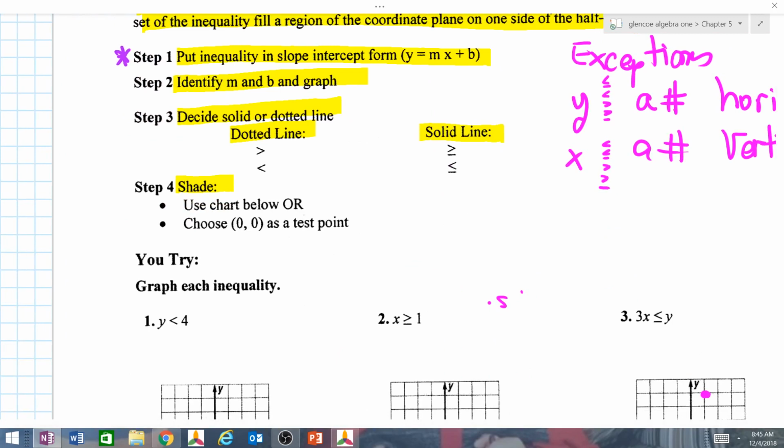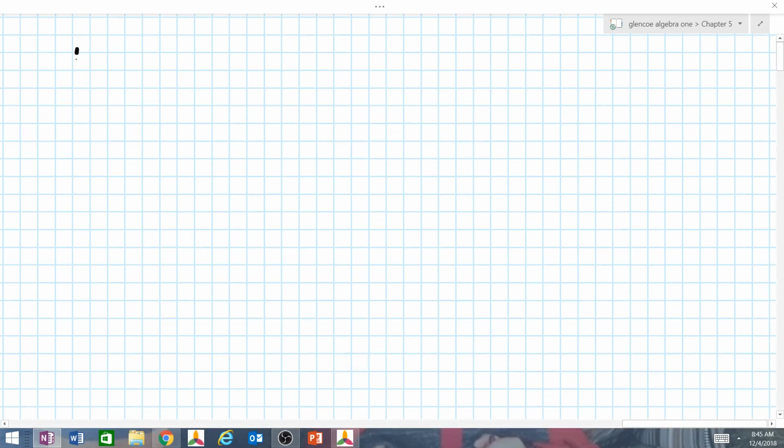Graph each inequality. Let's try y is less than 4. Example 1. Y is less than 4. So the first thing you need to know is what type of line it is. Y is less than 4. So is my line dotted or solid? This is not in y equals mx plus b form. This happens to be an exception to the rule. So is my line horizontal or vertical?